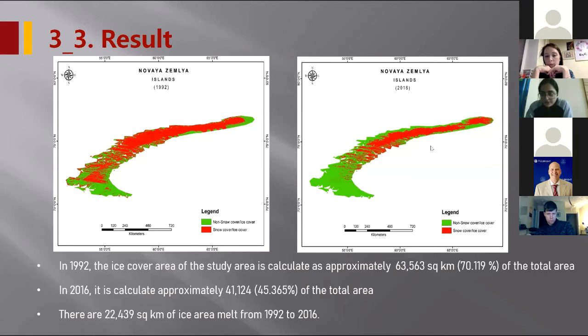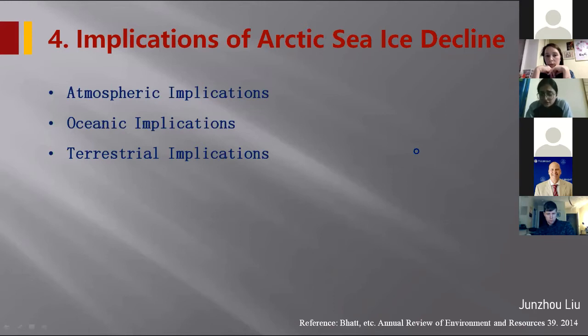So let's see what the implications of the declining Arctic sea ice are. The reduction of Arctic sea ice caused by global warming will not only lead to sea level rise and affect biodiversity, but also have complex effects on the Earth's ecosystem.